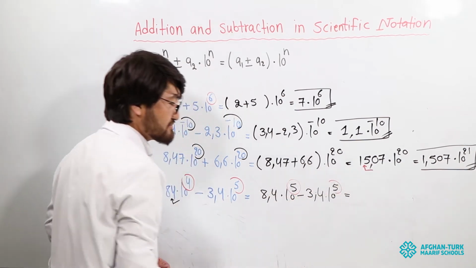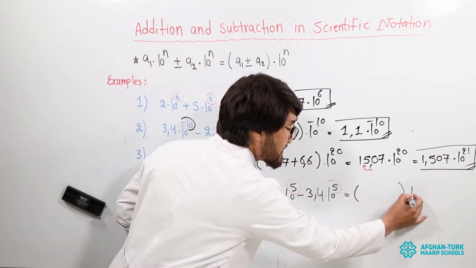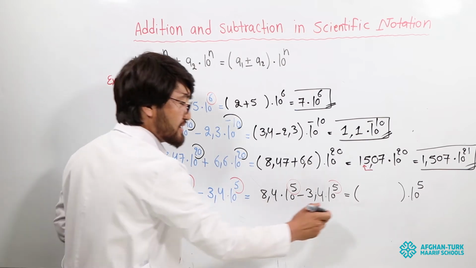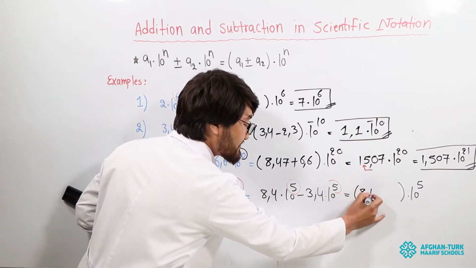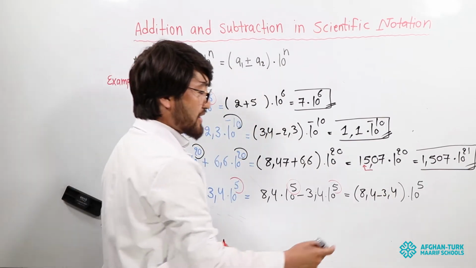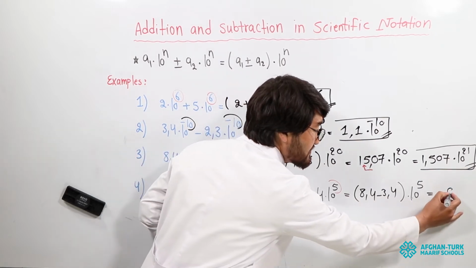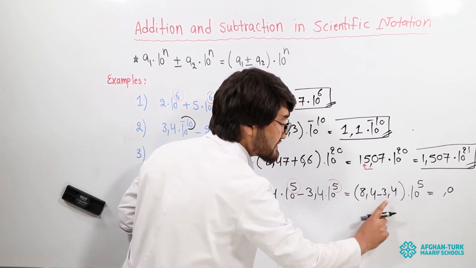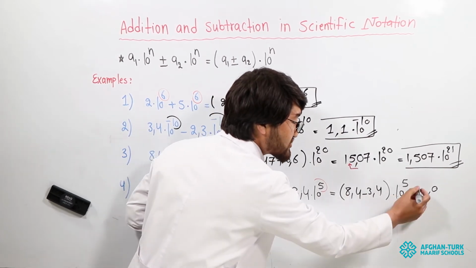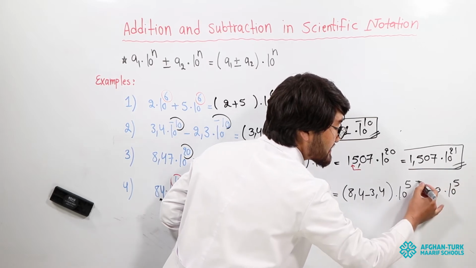the exponents become equal. Okay, now we take factor 10 to the power of 5, and then we subtract the numbers: 8.4 minus 3.4. Okay, what's the answer, my students? Here we have 0, and we put the decimal point here, and also 8 subtract 3 is 5, then the power of that is 5. This is our answer.